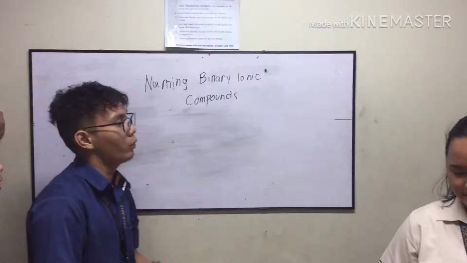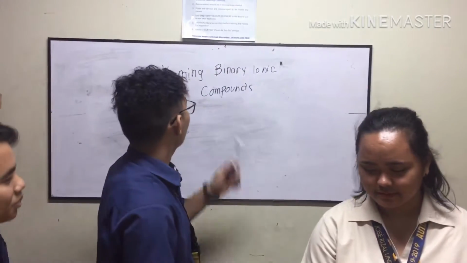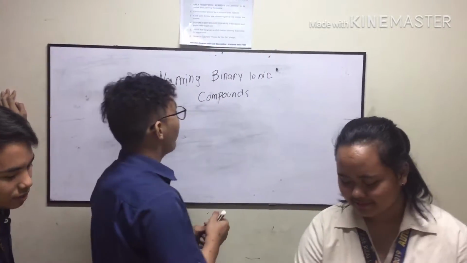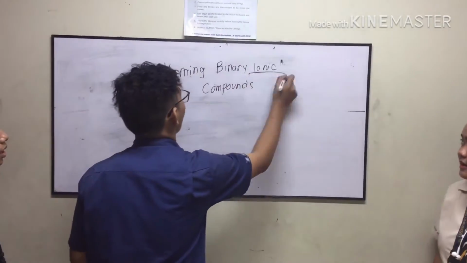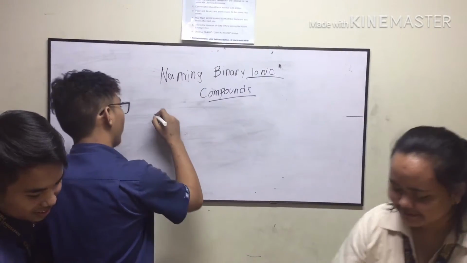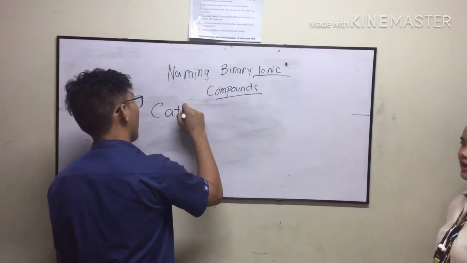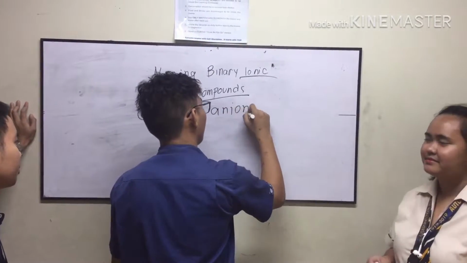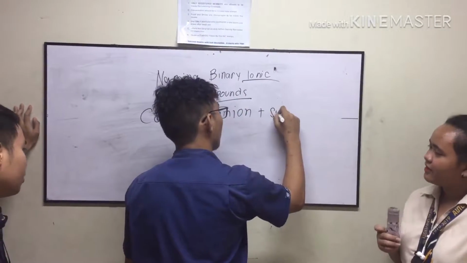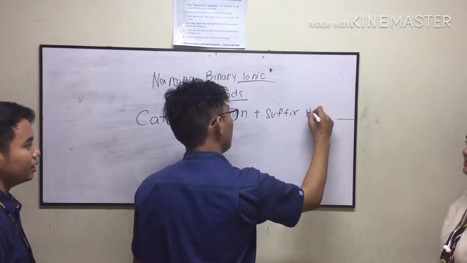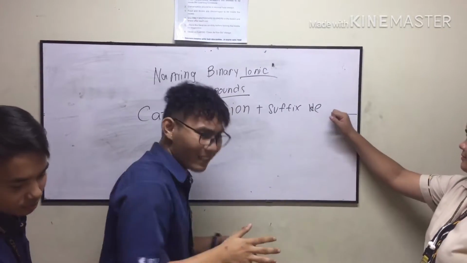Hi guys, we are back. We are Group A. We want to discuss naming binary ionic compounds. So how do we name a binary ionic compound? All you need to do is find the cation plus the anion, plus the suffix -ide. So what is a cation?